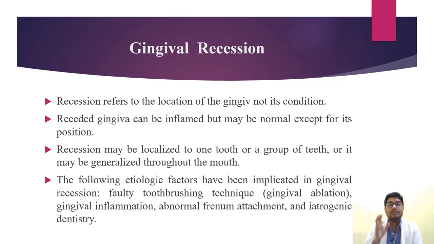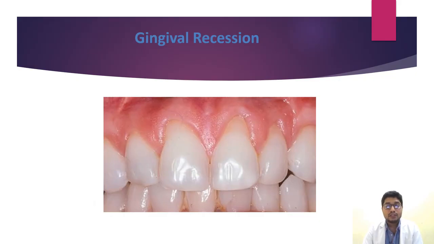The following etiological factors have been implicated in gingival recession: the tooth brushing technique. That is very important in gingival recession. In patients having gingival recession, first you have to inquire about the tooth brushing. In aging it will happen normally, but in a young patient you can see some more recessions because of poor tooth brushing techniques. And gingival inflammation, abnormal frenum attachment and iatrogenic causes of dentistry. So this is the clinical image of a gingival recession.